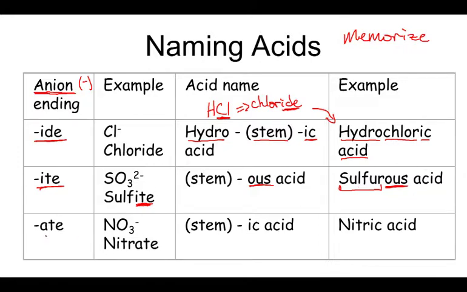And then finally, if it ends with ate, okay, so we've got nitrate here, all we do is we take the stem and we add IC. Now, I've got a cool way to remember this. You say you ate something icky. So this is icky, right? You ate something icky. Anyway, so it turns into nitric acid.